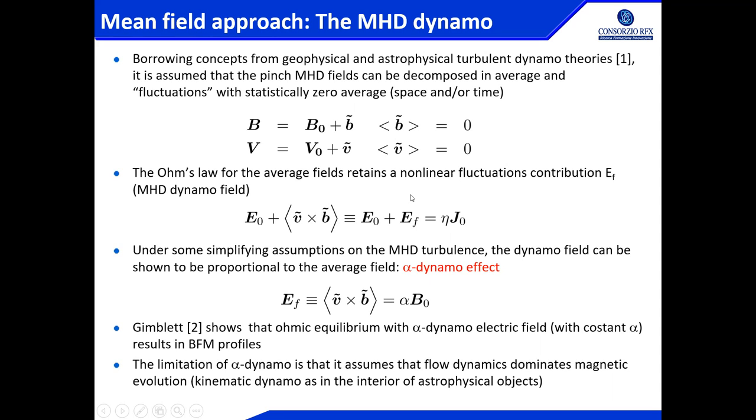And if you write down your Ohm's law, it turns out that your Ohm's law has a new term, at least in the zeroth-order part of the Ohm's law, not the fluctuating part. There's a term which is order zero, which is the fluctuating velocity crossed with the fluctuating magnetic field. And so Ohm's law is modified by turbulence, a generic turbulence. And so you have an additional term, which is the right term that you need to drive a poloidal current in the RFP. The dynamo field is something that you see in the literature every time, basically.